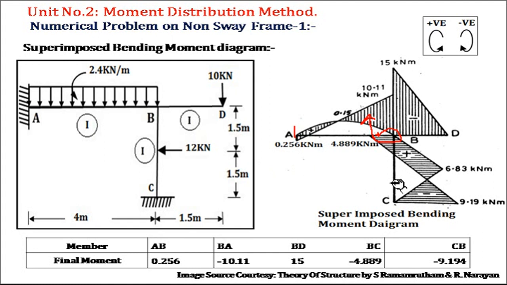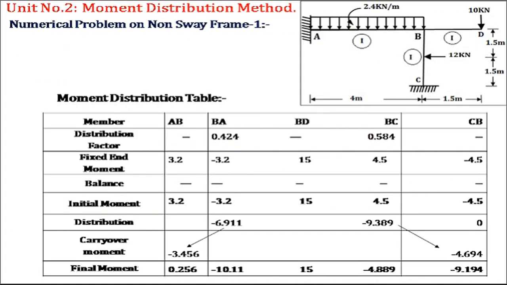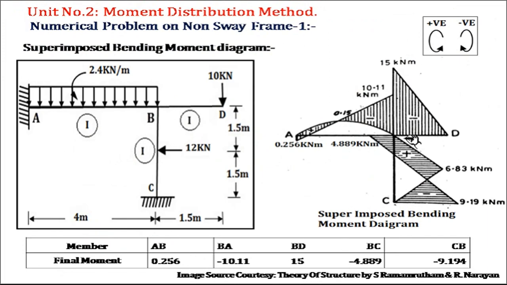Now in member BD the value is plus 15. Plus 15 means anti-clockwise direction, so here we have to rotate the joint B. We keep the pen towards joint B and rotate this in anti-clockwise direction. Joint B in anti-clockwise direction, so it is upward. Here the value is 15.